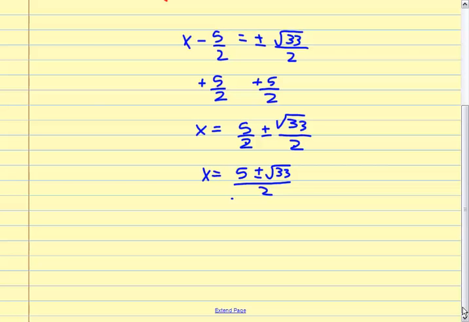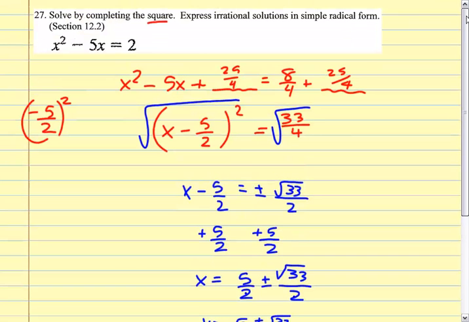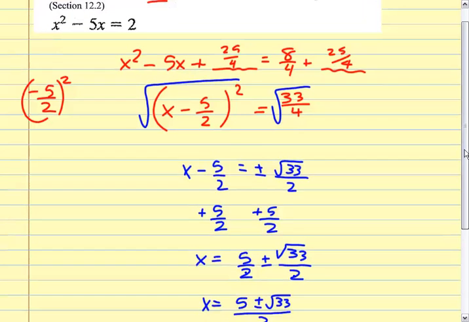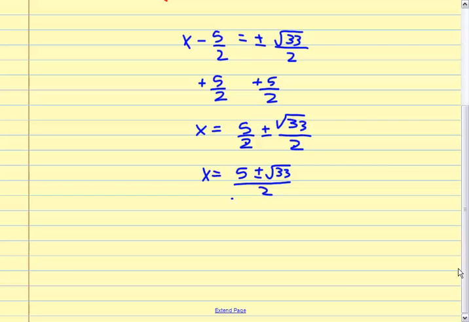Alex, yes, ma'am. Would I be correct if I got 2.5 plus or minus the square root of 8.25? I don't want decimals inside fractions. No, because we want our answers to be written in simple radical form. Oh, so no decimals. Leave that as a radical.